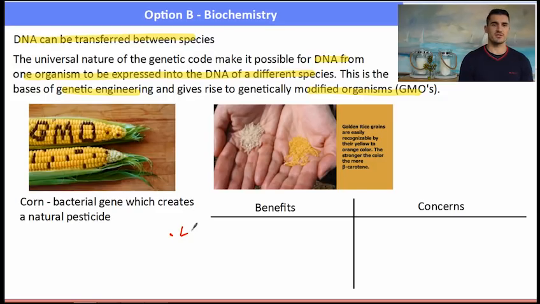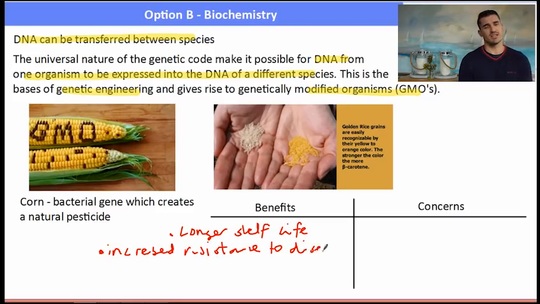So some of the benefits with GMO food might be a longer shelf life. Some of them, where they've created a natural pesticide to go on the outside of the fruit or the food, it means it's got an increased resistance to disease. And another good thing about GMO foods is maybe we can increase the yield. So farmers will be able to produce more using the same amount of land.